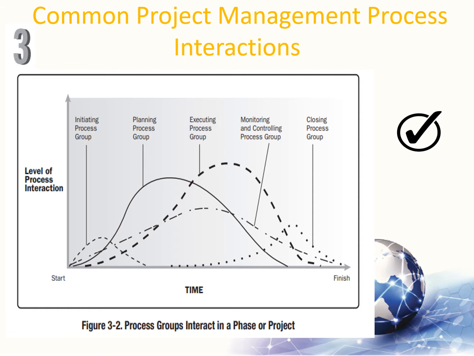No? So the planning process group provides the executing process group with the project management plan and project documents, and as the project progresses, it often creates updates to the project management plan and the project documents. So, as illustrated here, the process groups interact and show the level of overlap at various times. If the project is divided into phases, the process groups interact within each phase.